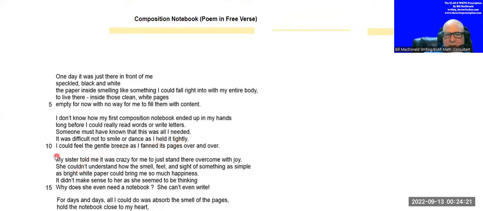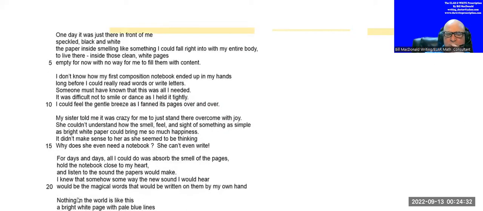As I held it tightly, I could feel the gentle breeze as I fanned over its pages. And so here comes the part where the sister's responding. So I'll scroll down to stanza 4 for just a second to get an idea.